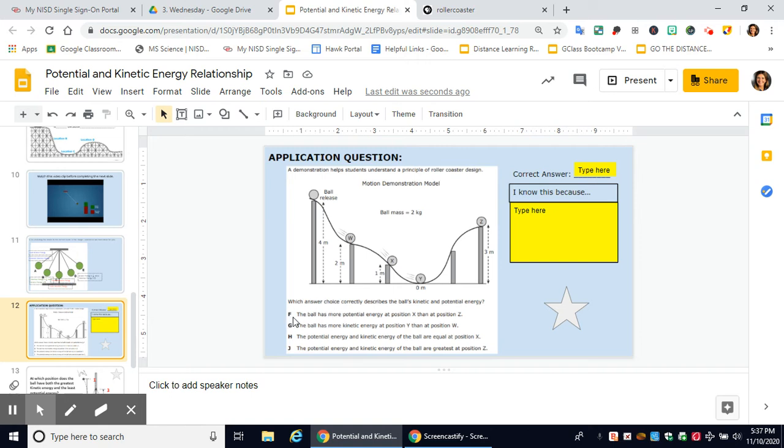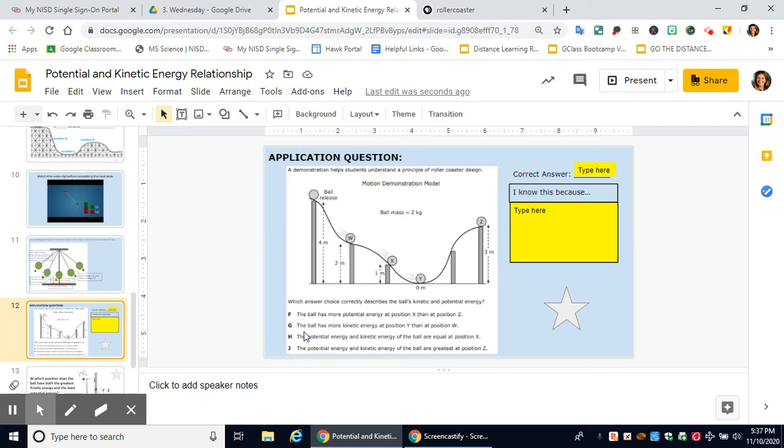Let's look at our first answer choice. The ball has more potential energy at position X than it does at position Z. That's incorrect because Z is higher, so we'd have greater potential energy here than we do at X. So we could cross out answer choice F.